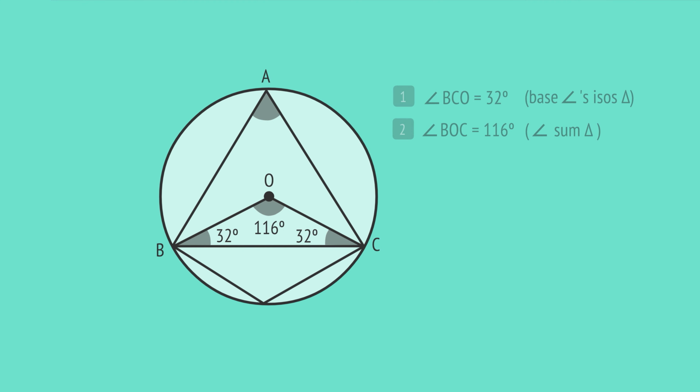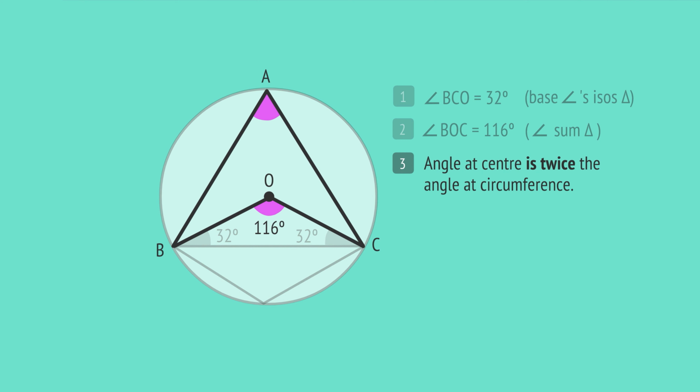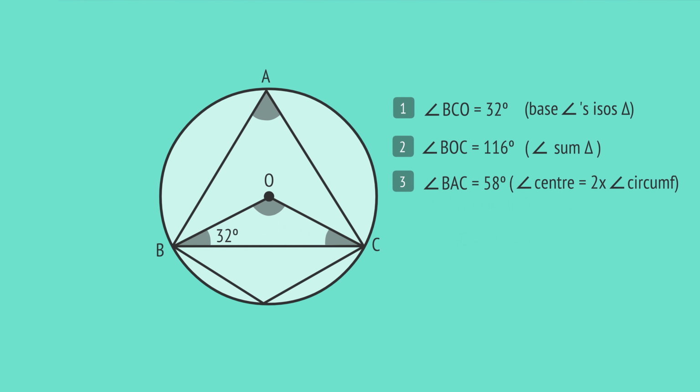Finally, we see that this 116-degree angle is the angle at the center and will be twice the required angle, BAC. So 116 divided by 2 gives angle BAC as 58 degrees. And we can summarize our working by giving the geometric reasons we used at each step in abbreviated form.